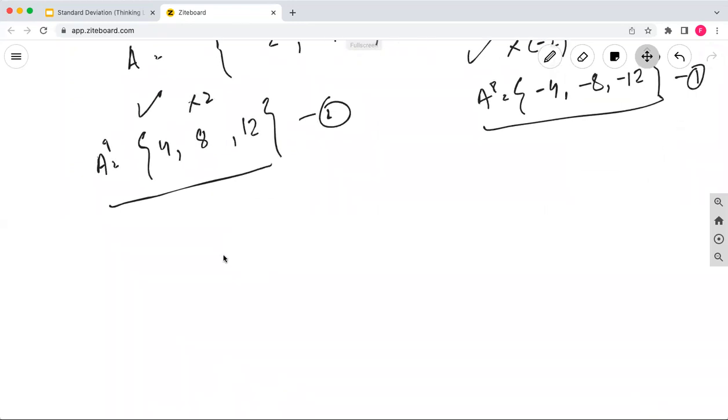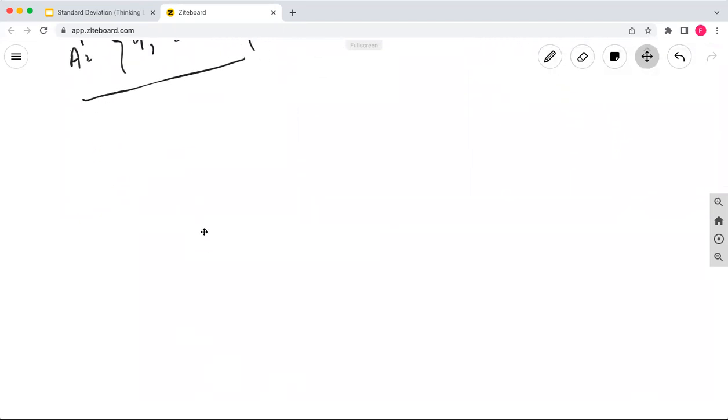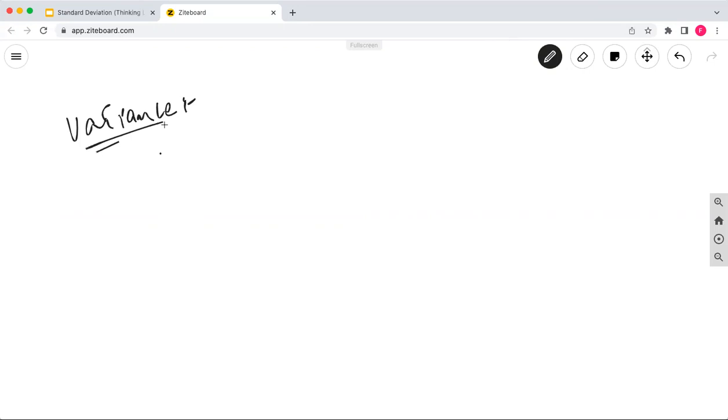Now the next thing is very important, highly tested and a very tricky thing. Do any of you know about the variance? How is variance related to the standard deviation?